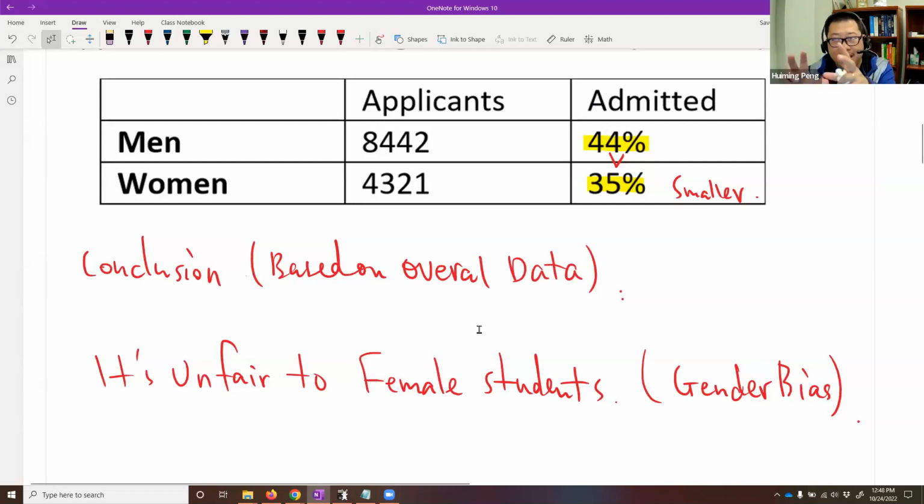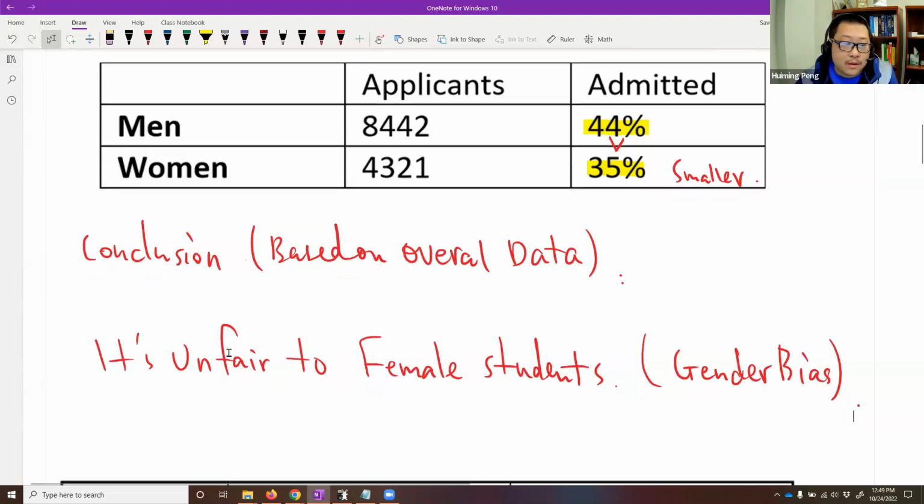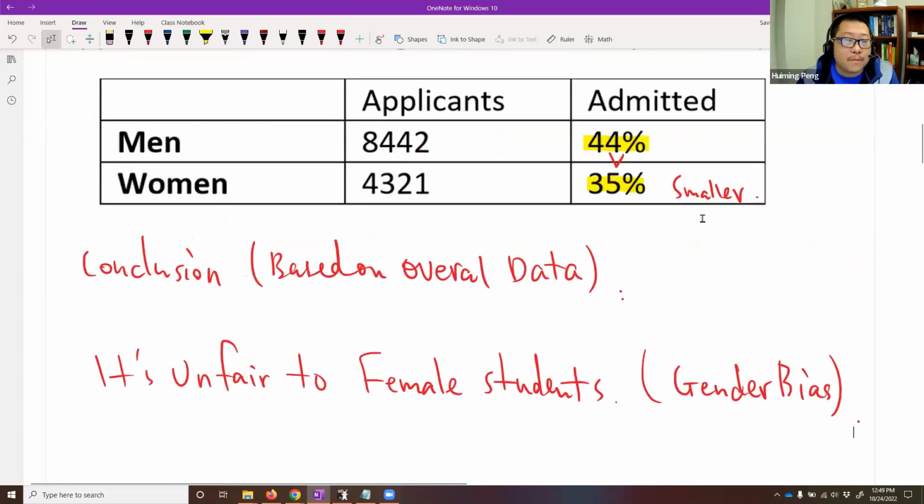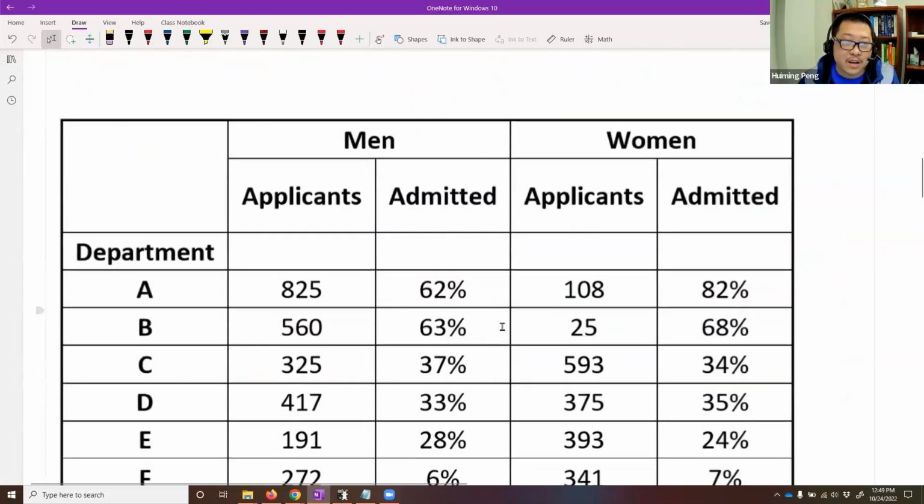If I look at the overall data, I can get a conclusion. You also can get this conclusion, right? Okay. Because the percentage for female students is much smaller than the percentage of the male students. Okay. Can we look at the second?